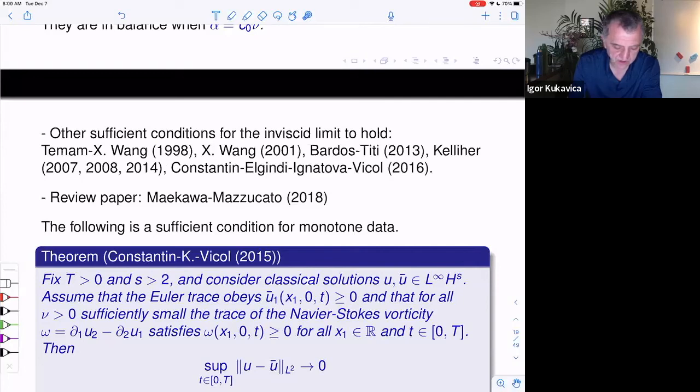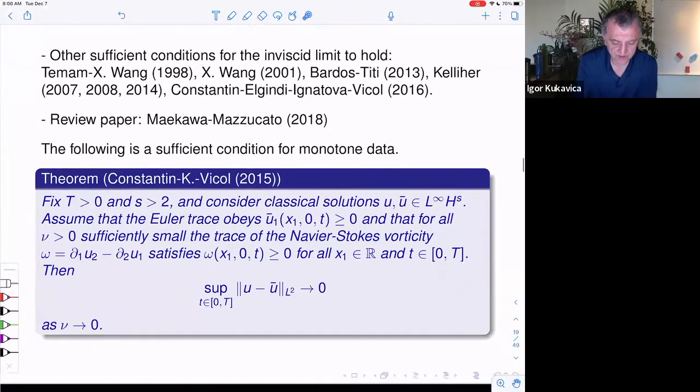So there were quite a few results on different sufficient conditions for the inviscid limit to hold. For example, Temam and Wang, it's in terms of the tangential component of the gradient. Similarly, this one, Bardos and Titi, in terms of the boundary integral. There are a lot of results by Kelliher on different aspects of these sufficient conditions. Constantin, Elgindi, Ignatova, Vicol. We also had a result with Peter Constantin and Vlad Vicol for monotone data. So just put it here.